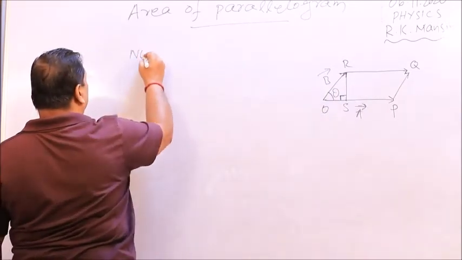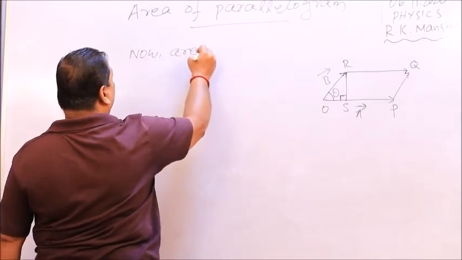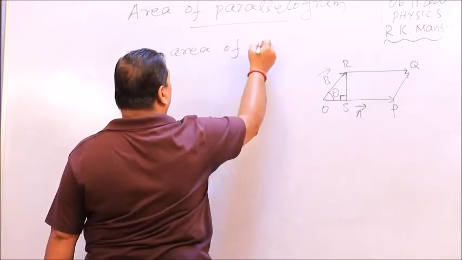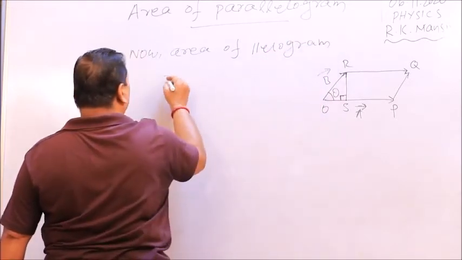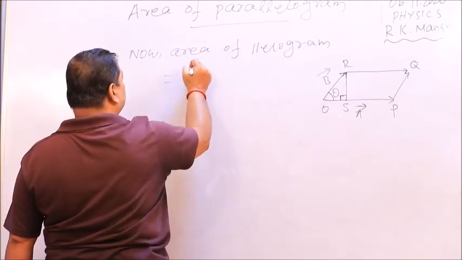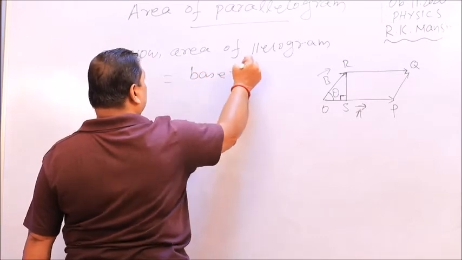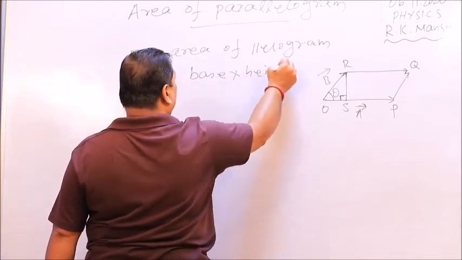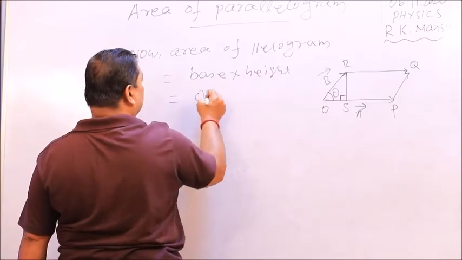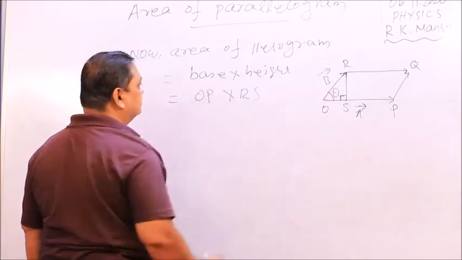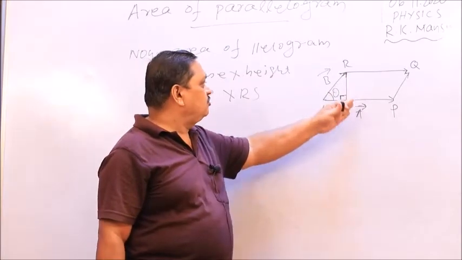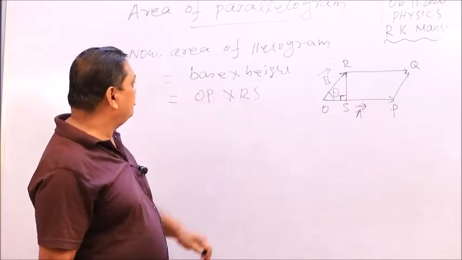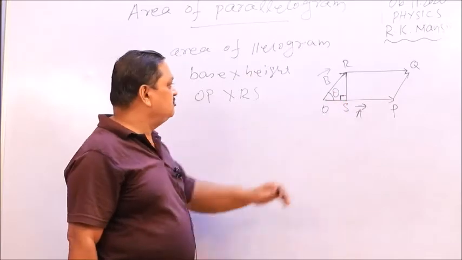Now area of parallelogram equal to base into height. Base is OP, height is RS, the perpendicular height. OP is vector A, given, but we don't know the value of RS, the perpendicular drawn. So we have to find out the value of RS.